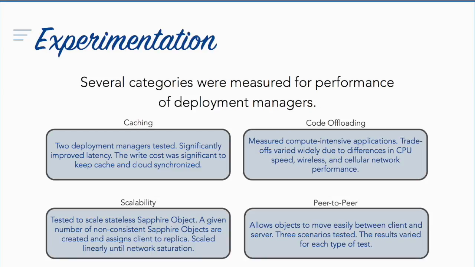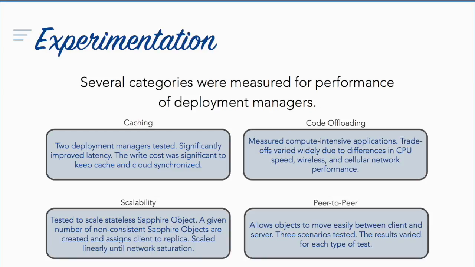For caching, 2 deployment managers were tested, release caching and consistent caching, both of which improved latency of reads from 6 milliseconds to 0.5 milliseconds and from between 7 and 13 milliseconds down to about 2 to 3 milliseconds. The write cost, however, to keep caches and clouds synchronized increased significantly from 29 milliseconds to about 77 milliseconds.